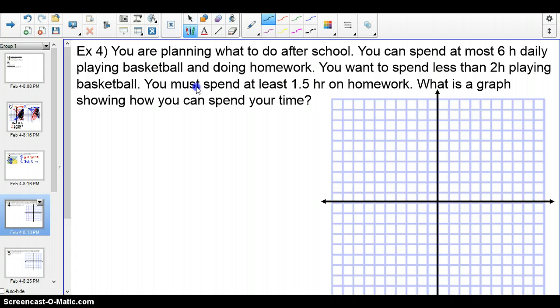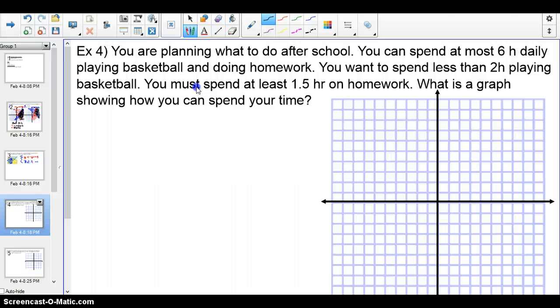All right, so you're planning what to do after school. You can spend at most 6 hours daily playing basketball and doing homework combined. So you only have 6 hours after school to do these 2 things. Several things need to be true. You want to spend less than 2 hours playing basketball, and you must spend at least 1.5 hours on homework. You need to show a graph explaining this whole scenario.